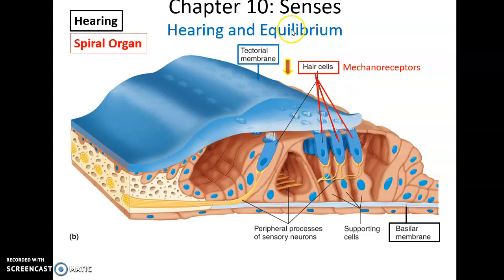And so what happens is when those fluid pressure waves arrive, they collide with the tectorial membrane, causing it to vibrate. And that vibration bends the hairs of the hair cells. That is the sensation the hair cells detect. And then they pass that information on to the sensory neurons that then send the signal to the brain. So hair cells are mechanoreceptors. The physical change in the position of the hairs of the hair cells is what causes the sensation.